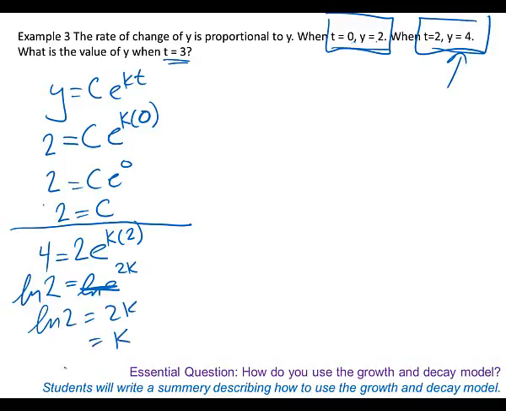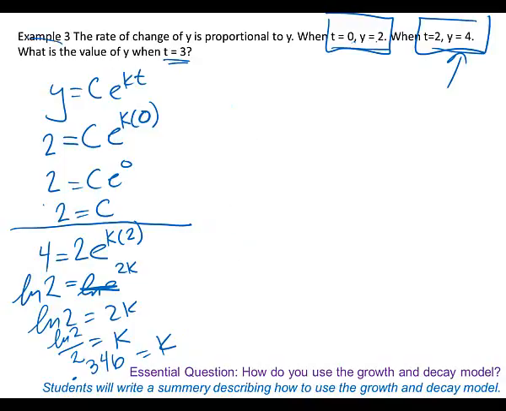How do I move the 2 over, guys? Divide it. So natural log of 2 divided by 2. Put that in your calculator for me and tell me what the number is. Point something. 0.346. Okay. Now I'm going to take that.